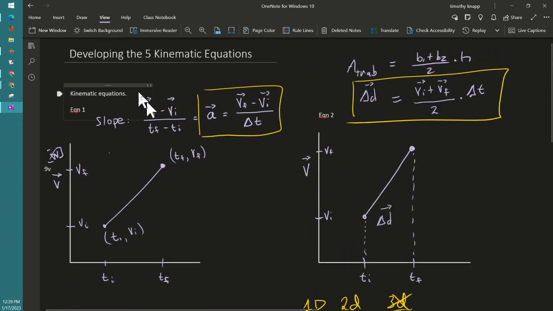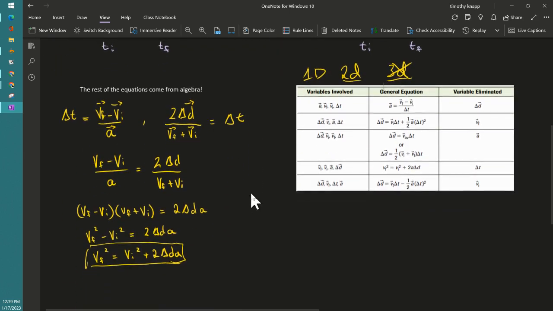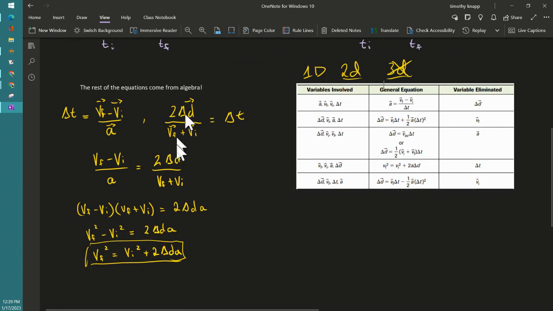Anyway, that was the developing of only 3 of the 5 kinematic equations, but that's kind of the idea. In some next videos, I'll take many of these equations and start to apply them to 1 and 2 dimensional situations, and we'll solve for those.